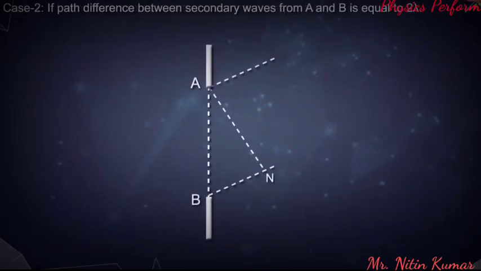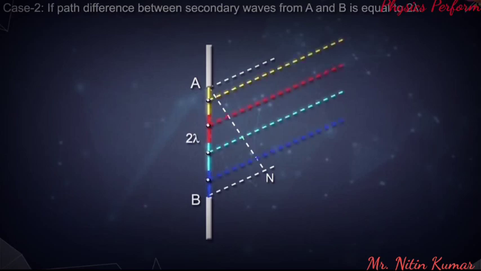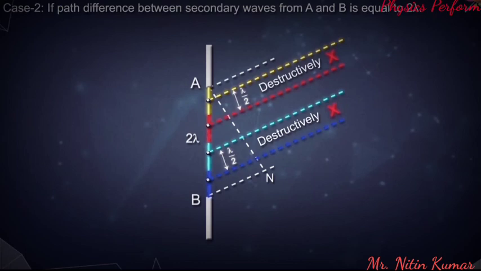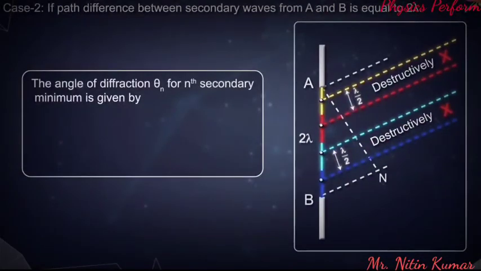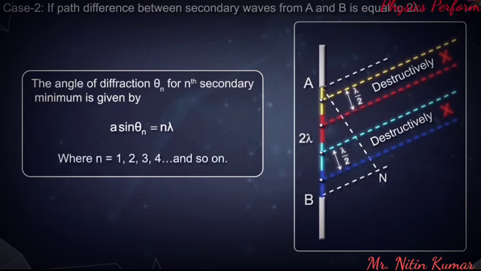If the path difference between secondary waves from A and B is equal to 2 lambda, in this case, the wavefront AB can be divided into 4 equal parts. Now, every point in a part will have a point in its adjacent part for which the path difference is 2 lambda by 4, or lambda by 2. Hence, all these waves will interfere destructively. In general, the angle of diffraction theta n for the nth secondary minimum is given by a sin theta n is equal to n lambda, where n is equal to 1, 2, 3, 4 and so on.